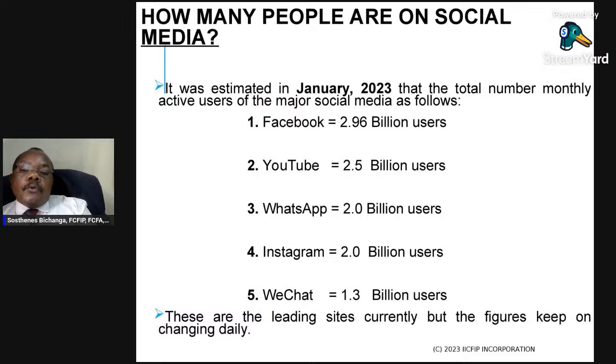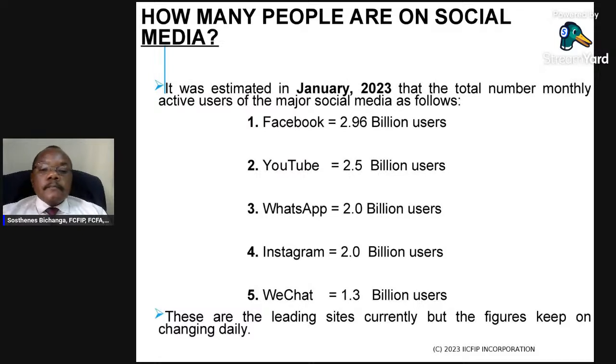Facebook, 2.96 billion users. YouTube, 2.5 billion users. WhatsApp, 2.0 billion users. Instagram, 2.0 billion users. WeChat, 1.3 billion users. These are the leading sites currently, but the figures keep on changing daily.